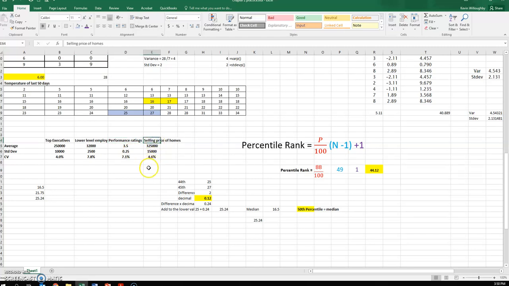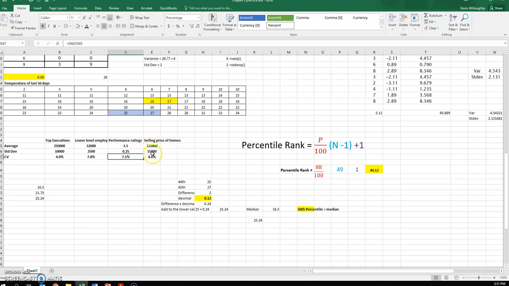And then selling prices of homes in Red Deer. The benefit of the CV is that it allows us to compare how spread out data sets are when the values are not the same. Looking at the top executives and lower level employees, lower level employees have a much smaller standard deviation compared to the top executives, so that may indicate that the top executives have a wider dispersion of salaries. Well, when we factor in the relatively small size of the average, based on the CV, that indicates that lower level salaries are actually more spread out. And when we look at performance ratings, even though these numbers are really small, 3.5 and 0.25, it gives us a CV value of 7.1%. That would indicate that performance ratings are more spread out than top executives.